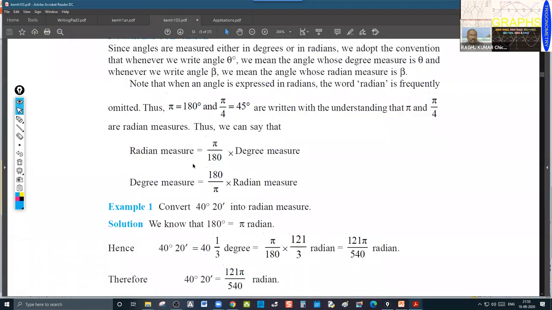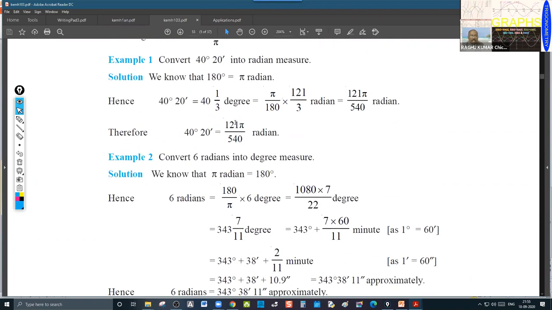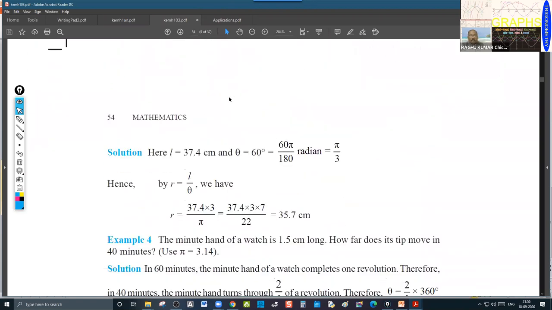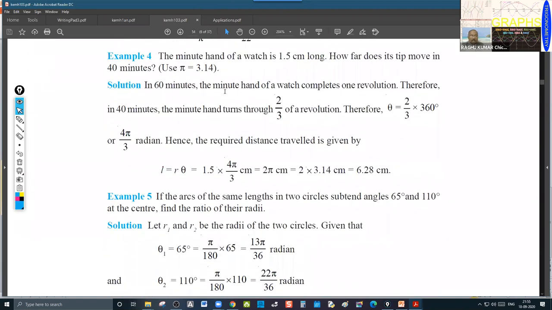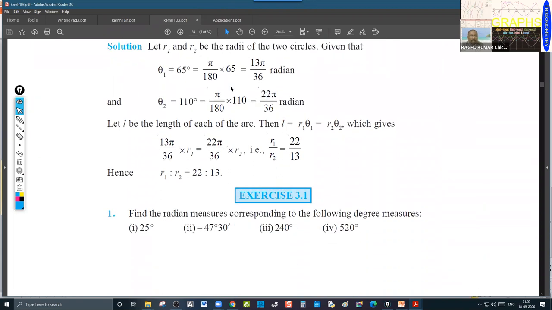Okay, so let me move forward with this data. Now, if you see, this one is given: convert 40 degrees 20 minutes into radian measure, and all these. These are the examples. You can go through them comfortably. I need not explain that, because you have your textbook with you.